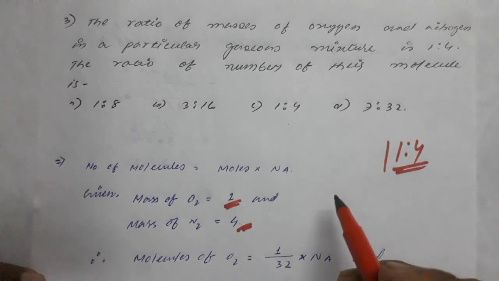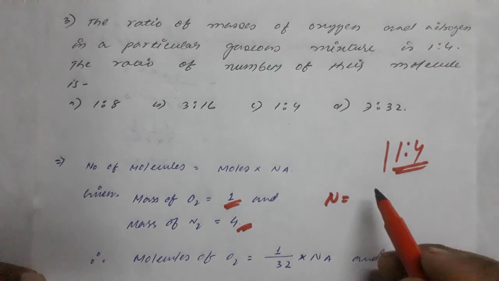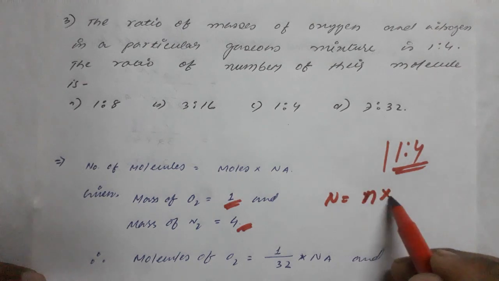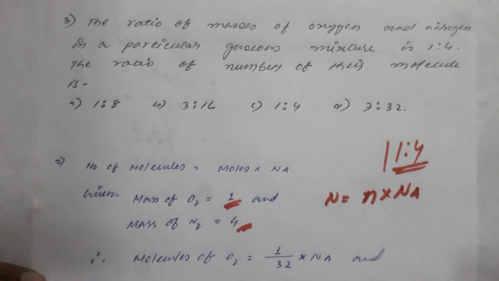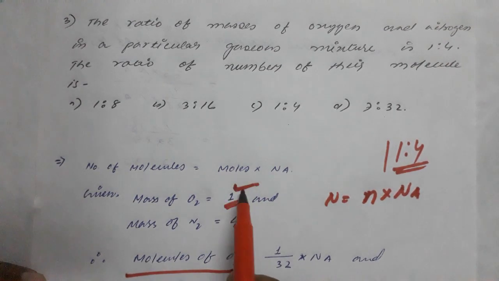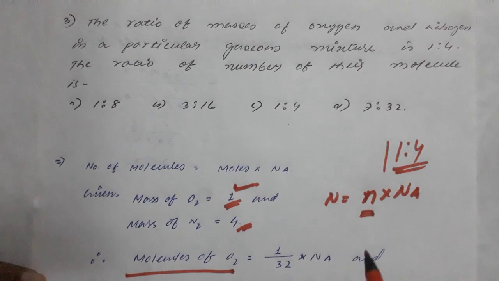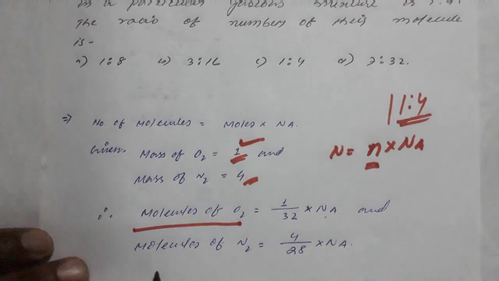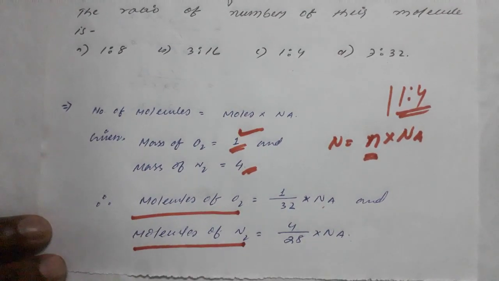So if we have to calculate molecules, number of molecules equals mole into Avogadro's number, isn't it? So if you have to calculate molecules of oxygen, what will we do? Mole of oxygen, so already mass is given, right? 1 by 32, which is the molar mass. So given mass by molar mass is mole, right? And N is Avogadro's number. So similarly for nitrogen also we can calculate it, right?